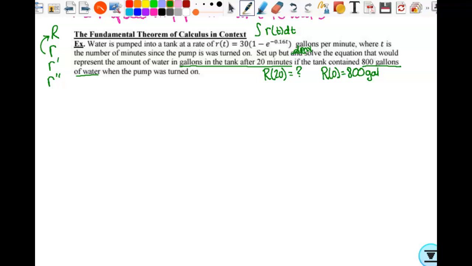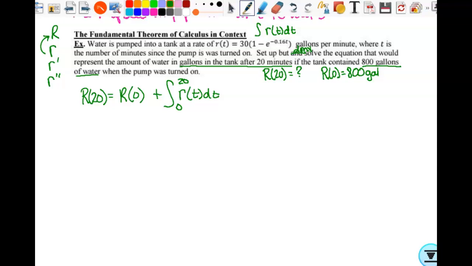Okay. So that means I want R of 20, big R of 20. I started with R of 0, and then I'm going to integrate R of t dt, and that's going to go from 0 to 20. And since 0 is on the bottom, this is going to be addition. Does all that make sense?